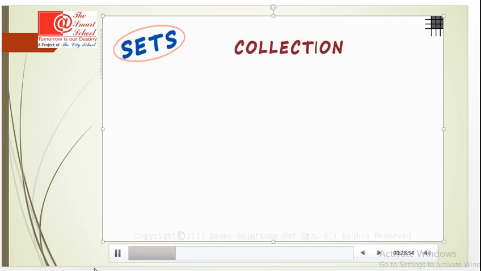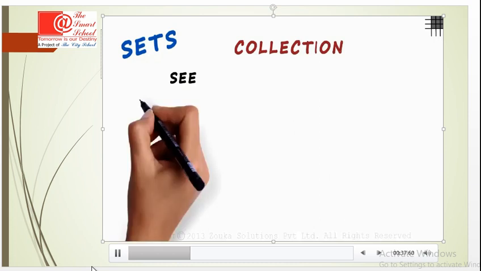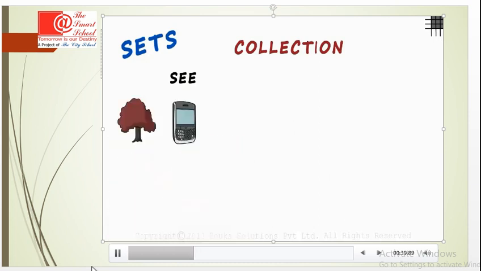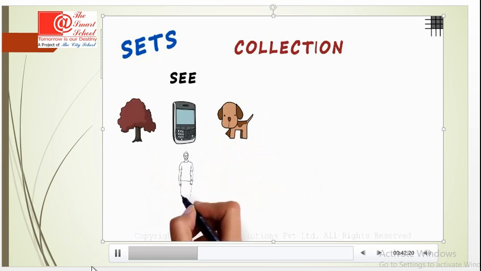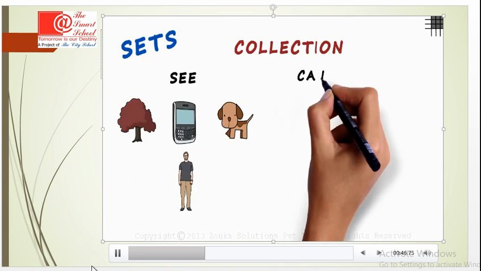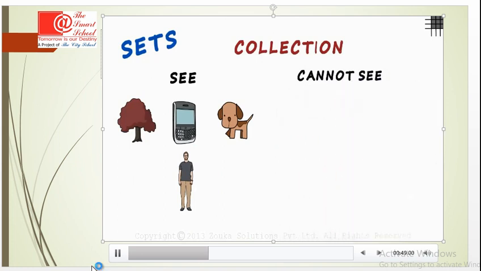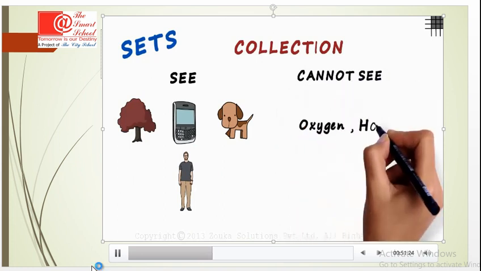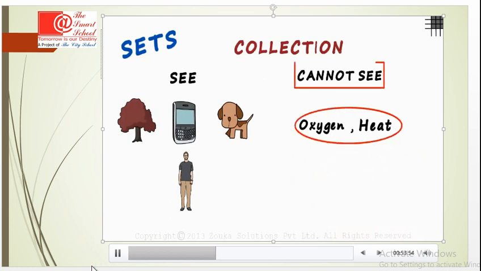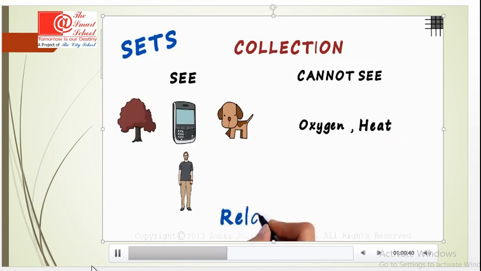Think about it. What if you were asked to make a list of all the things you can see? Of course, you can't write all the things, but some of the things you would mention are a tree, a cell phone, a puppy, people, and so on. And what if you were asked to write down a list of things you cannot see? You would probably write oxygen, heat, and so on. These are the things you cannot see. A set is a collection of elements, yes, but they have to be related in some way.